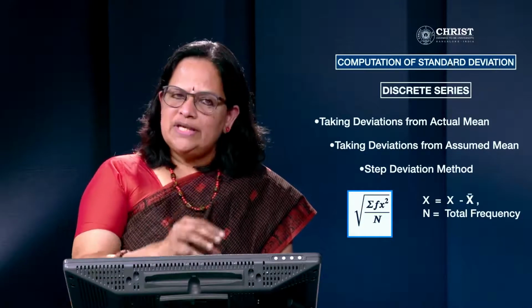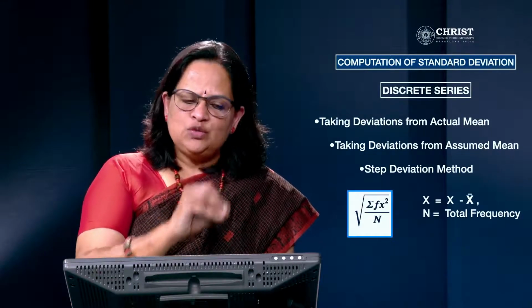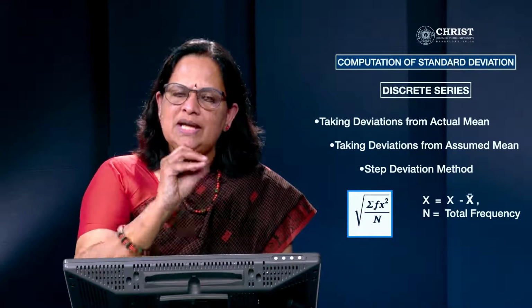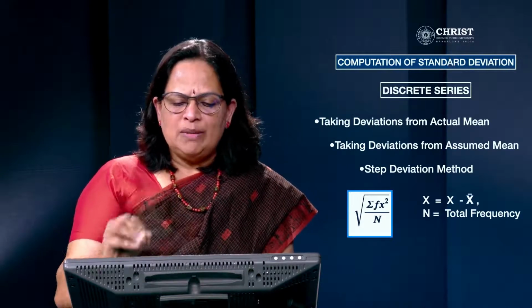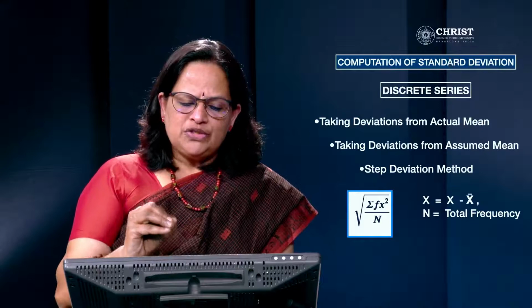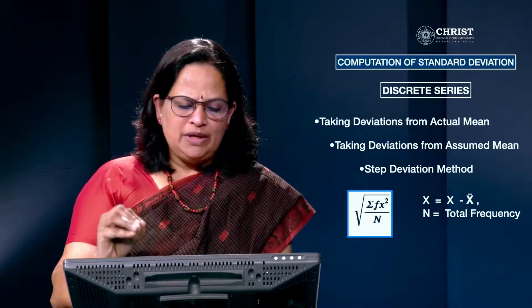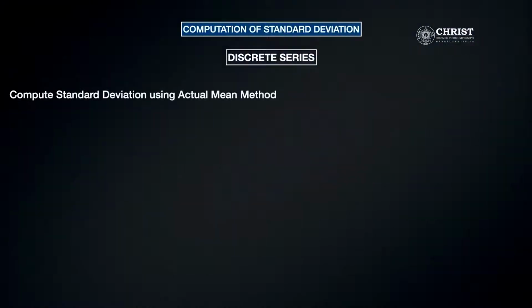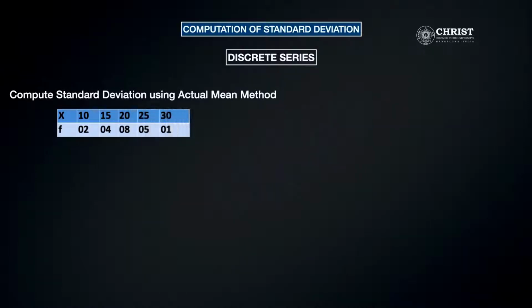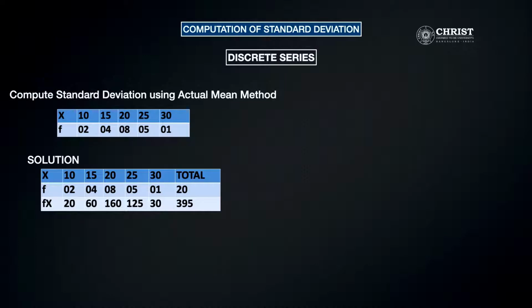The formula while taking deviations from the actual mean is the square root of sigma fX squared by n, where capital X is the x values minus x bar, the actual mean, and n is the number of observations. So compute the standard deviation using the actual mean method. The x values are 10, 15, 20, 25 and 30. n is equal to the total frequency.